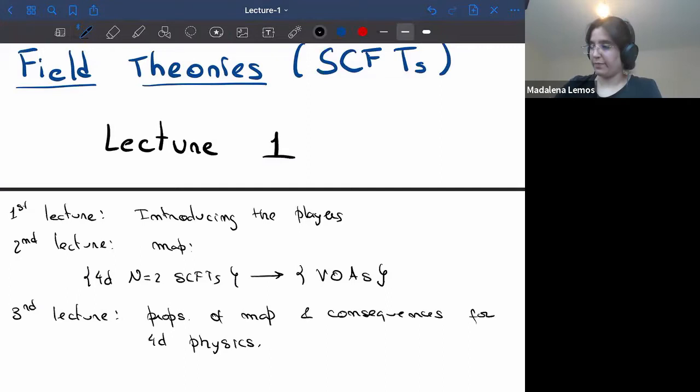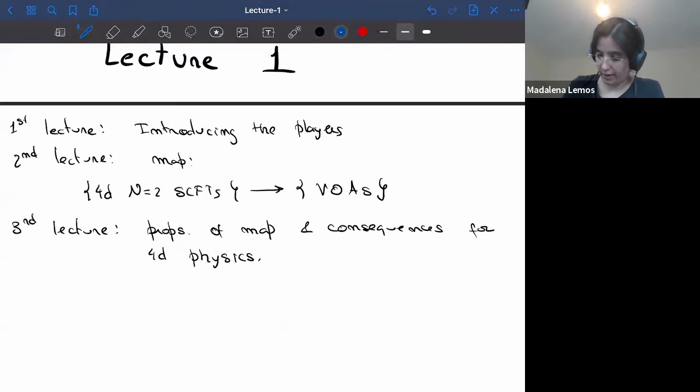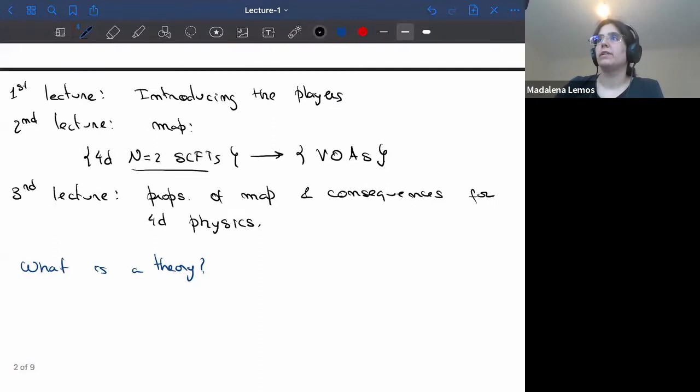Okay, so let me start with introducing N=2 SCFTs. I'm telling you I'm finding a map between some theories in four dimensions. So how would you specify a theory? What is a theory? If you're a physicist, typically you start by giving some sort of microscopic description in terms of fundamental degrees of freedom. Most commonly you would give a Lagrangian, a Lagrangian description in terms of a gauge theory.